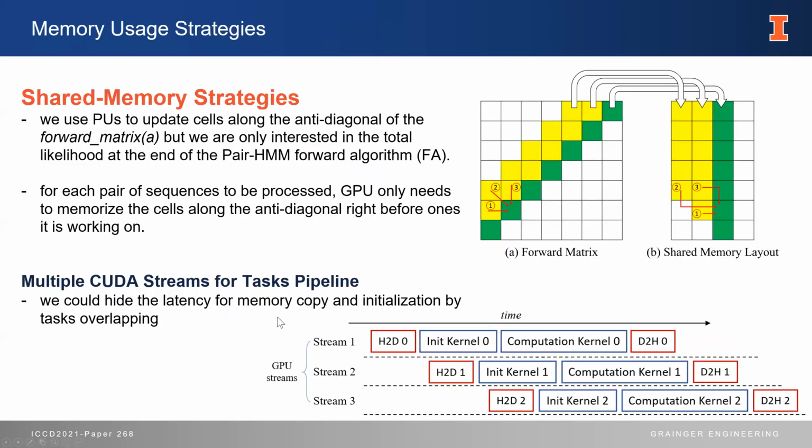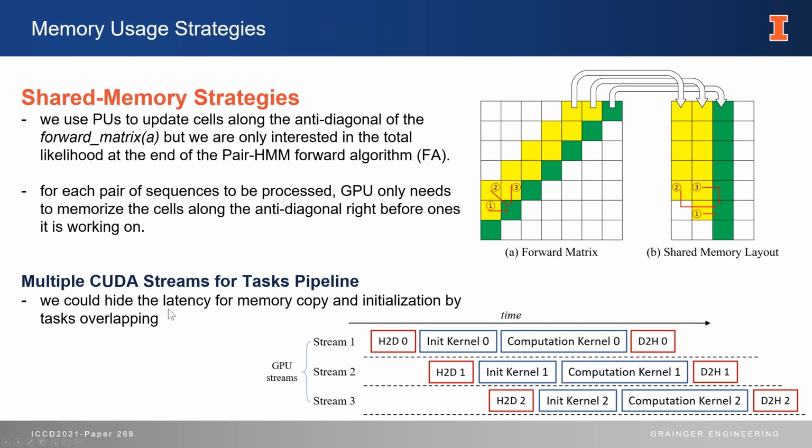The memory strategy here also covers two parts. The first is the shared memory strategy. We are not actually interested in every cell in the forward matrix. We only care about the total likelihood at the bottom right, so we don't need to keep track of the whole forward matrix. Instead, for the green cells updating the current anti-diagonal, we only need to keep track of the two direct yellow rows in front of them. Here, cells 1, 2, 3 are the ones necessary to calculate the green one.